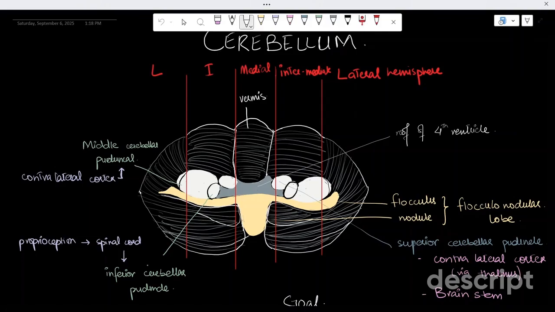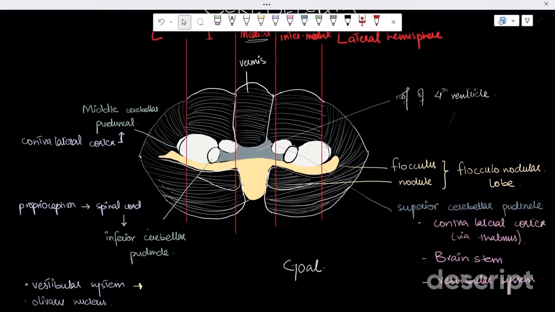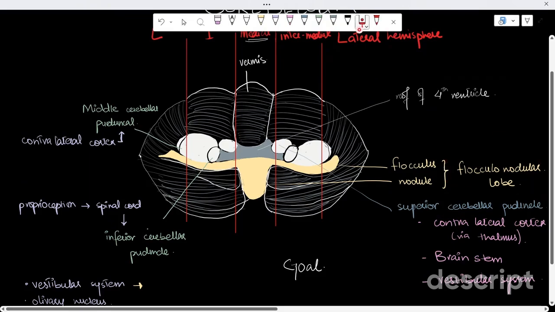This is a hand-drawn structure, so it is not that accurate, but it gives you an idea in the simplest form. So cerebellum consists of anterior and posterior lobes, a flocculonodular lobe, vermis, and then it is divided into hemispheres. There's a medial hemisphere, an intermediate hemisphere, and a lateral hemisphere. So this part is the vermis, and then it has a roof of fourth ventricle as well. This is the flocculonodular lobe.